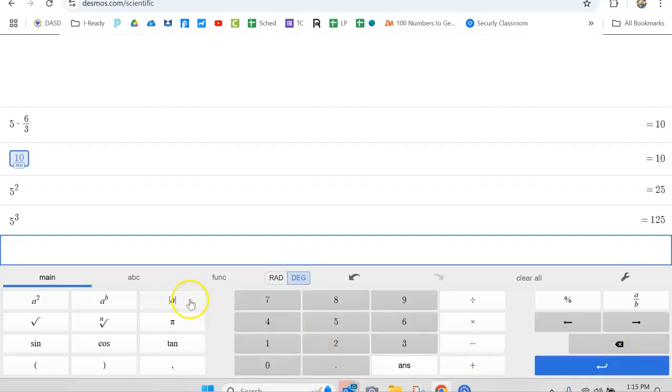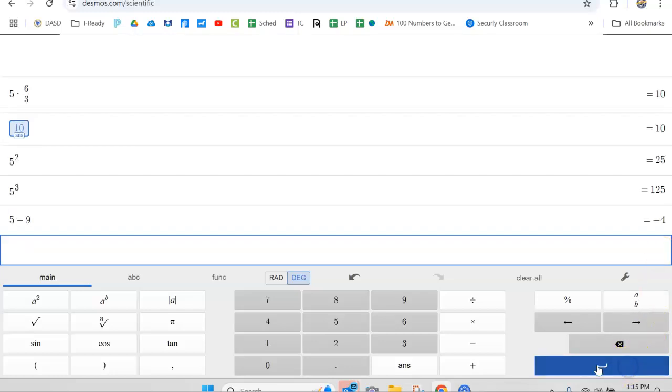The absolute value key is if you need to find the absolute value of either a number or an operation. So if I have 5 minus 9, I know that's going to be -4. But if I need the absolute value of 5 minus 9, I would click on the absolute value bars, enter my expression 5 minus 9, and find the absolute value of 5 minus 9 is 4. Because remember, absolute value measures the distance from 0.